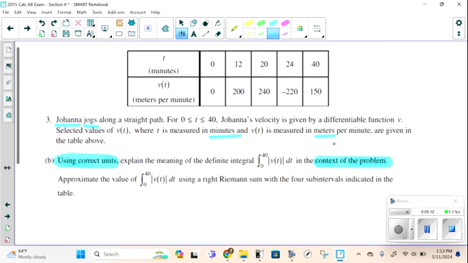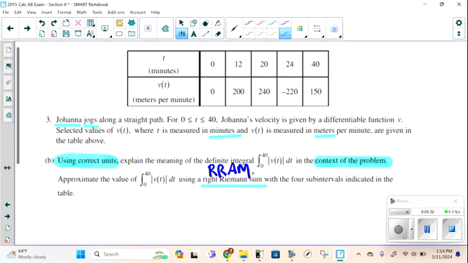All right? So after we explain the meaning of that integral, they're asking us to actually approximate the value of that integral using a right Riemann sum, which we lovingly call an RRAM.